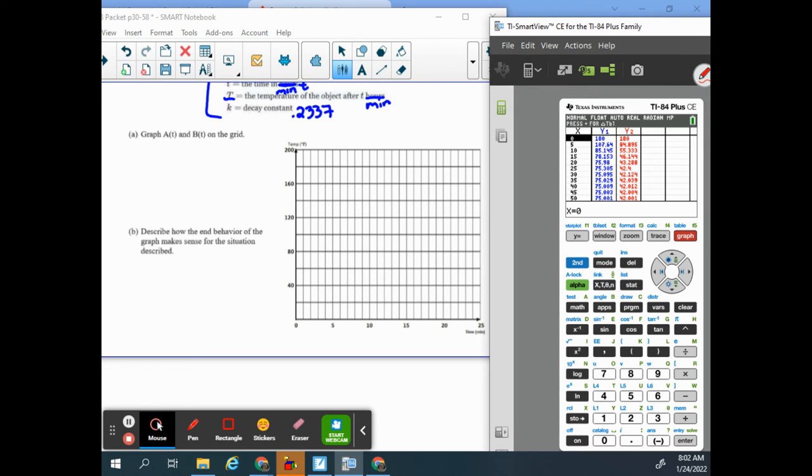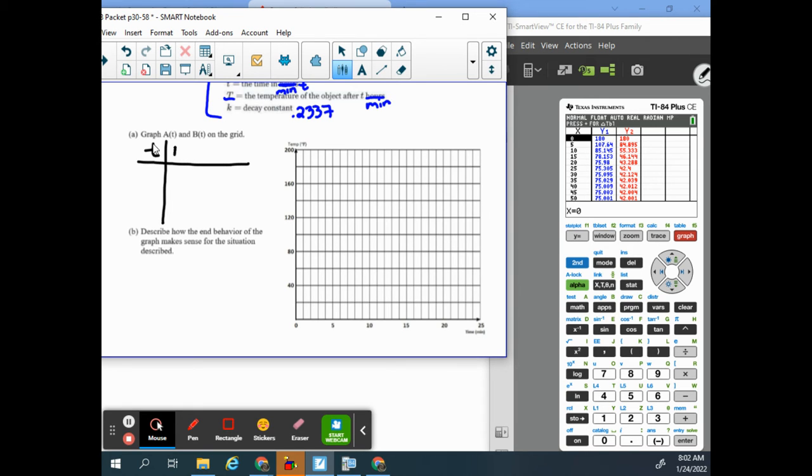So I am going to copy down this table and then graph the points. I can make a table with both values just like I see on the calculator. So I'm going to have t, A of t is my y1, and B of t. So t is my x.